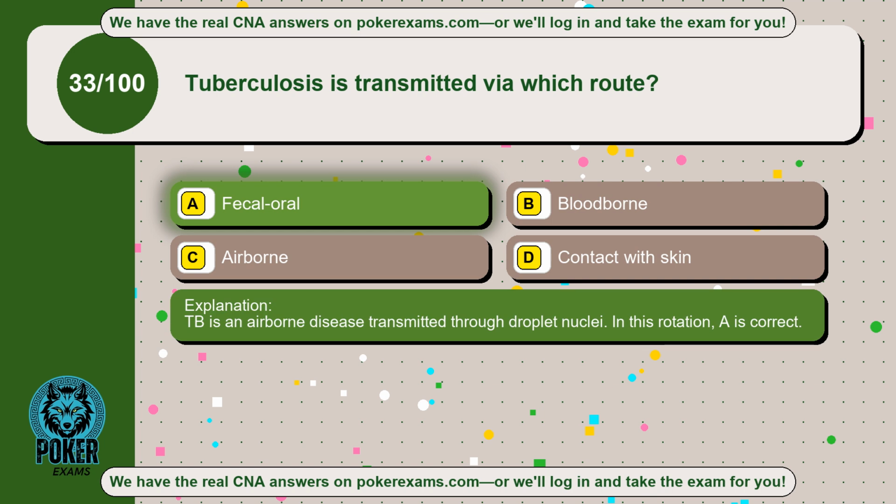TB is an airborne disease transmitted through droplet nuclei. In this rotation, A is correct.